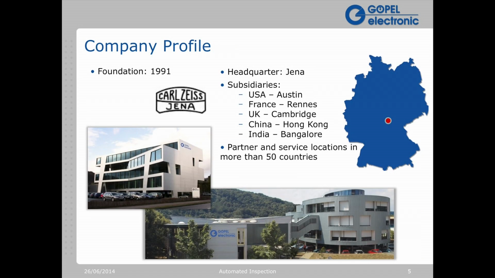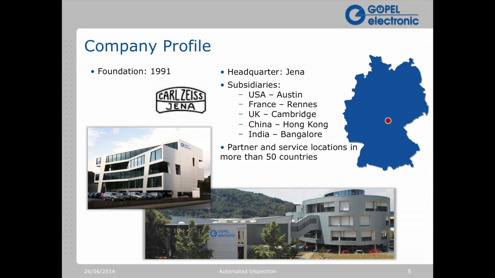GOEPEL Electronics was founded in 1991. The founders of GOEPEL came out of Carl Zeiss. So there's a very deep heritage of electrical and optical experience here. We're headquartered in Jena, Germany, which is the home of Carl Zeiss. So this part of Germany enjoys a very long historical technology heritage, and GOEPEL certainly benefits from that.